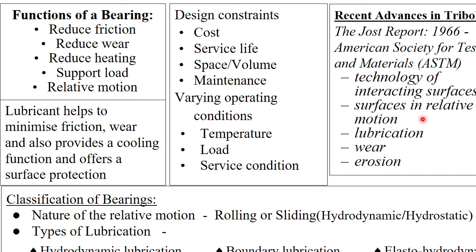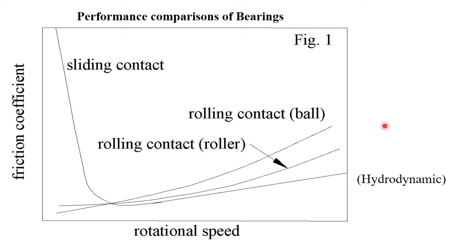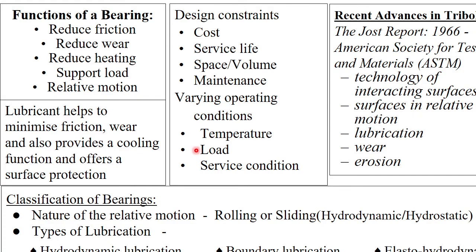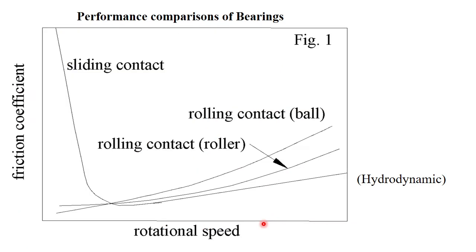Now let us see something else. There are different types of bearing, as we have mentioned. Let us see their relative performance. One is a sliding contact, the other one is rolling contact. So this is mainly the comparison, rolling versus sliding, and among sliding we are considering hydrodynamic lubrication only. Which one is the hydrodynamic lubrication bearing? This particular curve.